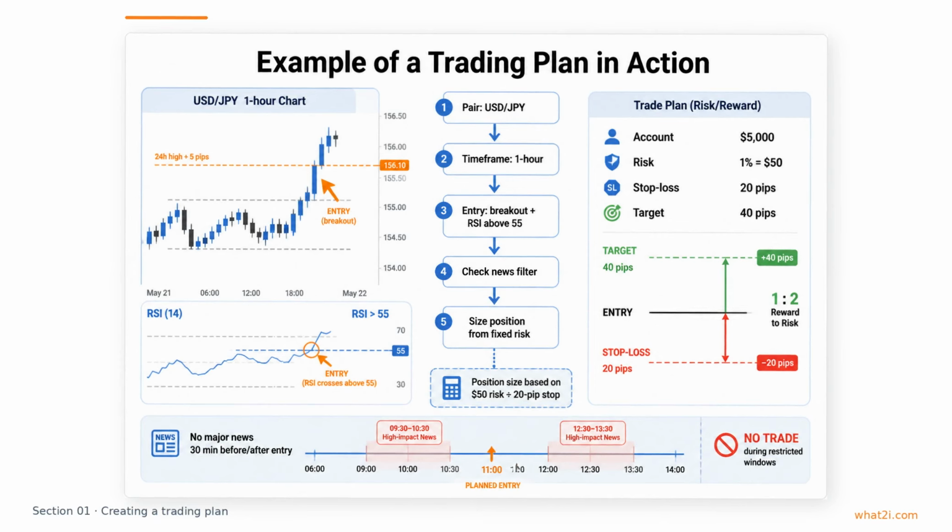Consider how a broad idea like trade breakouts becomes a specific decision process once it is written down. Suppose the plan says you trade USD/JPY on the 1-hour chart only when price breaks a key level and RSI is above 55.